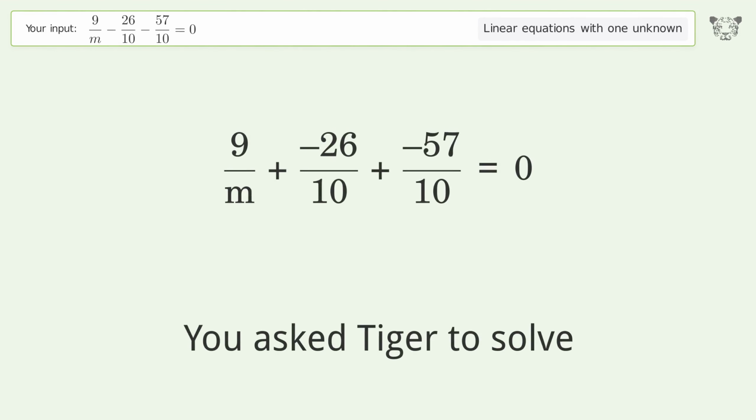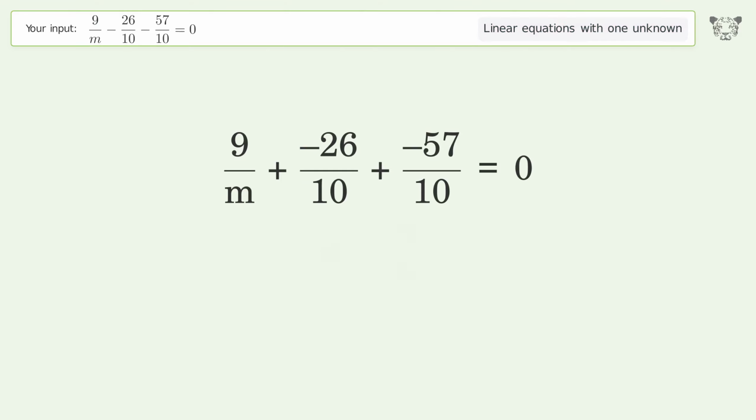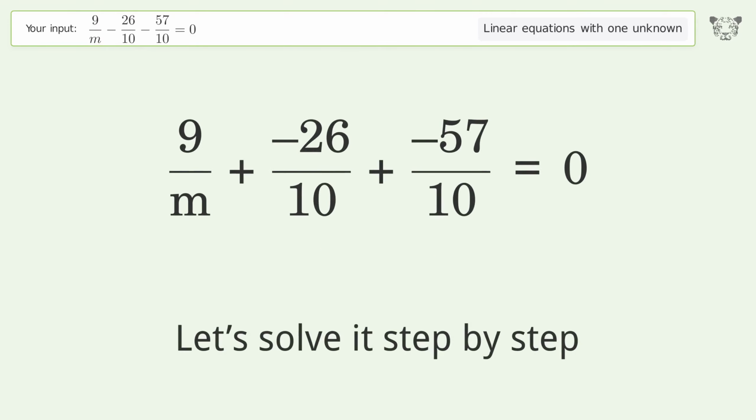You ask Tiger to solve. This deals with linear equations with one unknown. The final result is m equals 90 over 83. Let's solve it step by step.